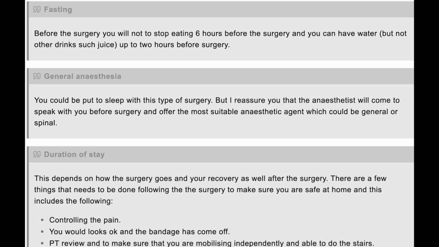Is it going to be general? I always thought it's going to be local or something else. In most cases, it is usually a spinal anesthesia. That is, they insert a needle at your back and inject some drugs to numb your legs. Most of the cases are done under the spinal anesthesia. But again, the anesthetist would be better placed to talk to you about this. So if your procedure is done under spinal anesthesia, you will be allowed to eat as soon as your procedure is over, hopefully.